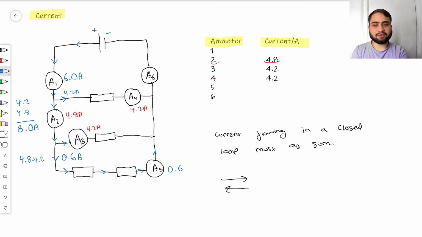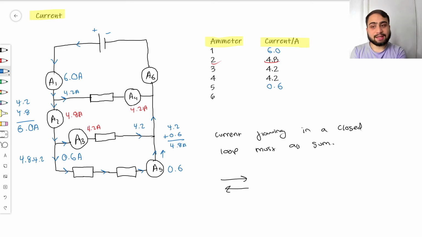And well, we should really be filling these into our table, so let's do that. So we worked out that A1 is 6.0, and we already knew that A2 was 4.8 and A3 was 4.2. So we found out that A5 is 0.6. Okay, so now we know that 4.2 amps are traveling along here, and this joins up with the 0.6 coming out from A5. So to work out what's traveling along here, all we do is 4.2 plus 0.6, which ends up being 4.8 amps.